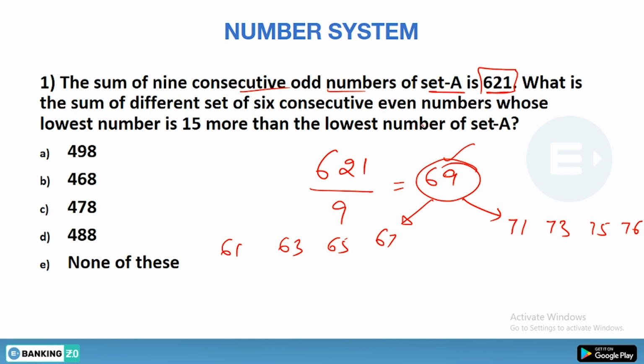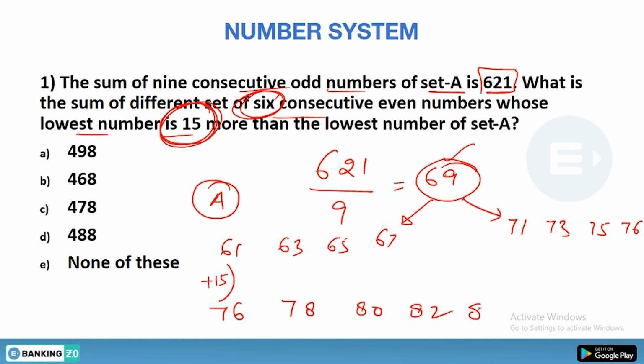But the question says the sum of a different set of 6 consecutive even numbers whose lowest number is 15 more than the lowest number of set A. Set A's lowest number is 61, and 15 more would be 76. Now we have to find the 6 consecutive even numbers: 76, 78, 80, 82, 84 and 86. Now we have got all the 6 consecutive even numbers according to this condition.